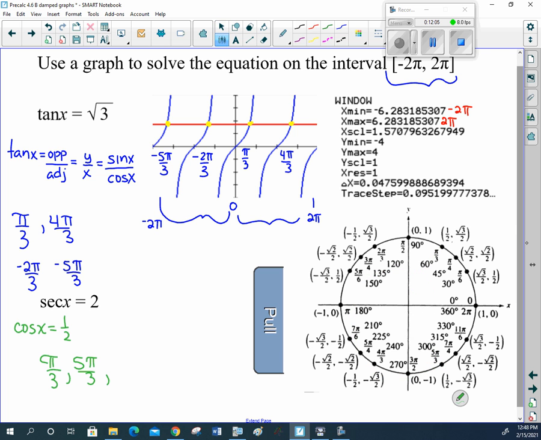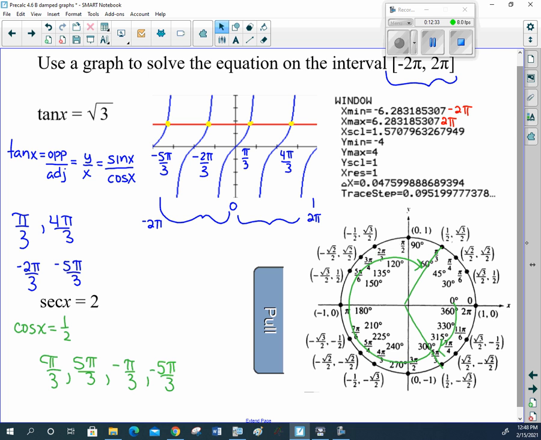So if I start here and I go to this spot, that's going to be a negative pi over 3. And keep rotating until we get to here where it's a half, and that's going to be a negative 5 pi over 3. Okay, so let's see what that would look like if we were to graph it.